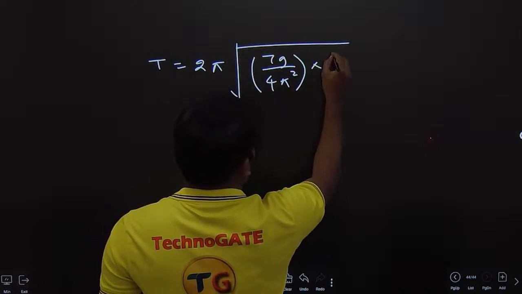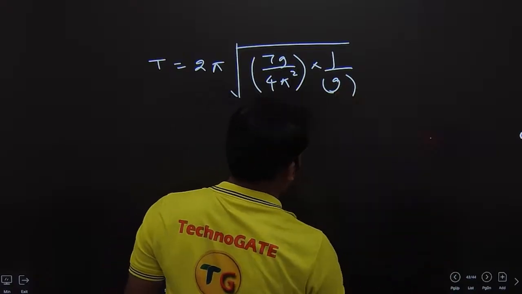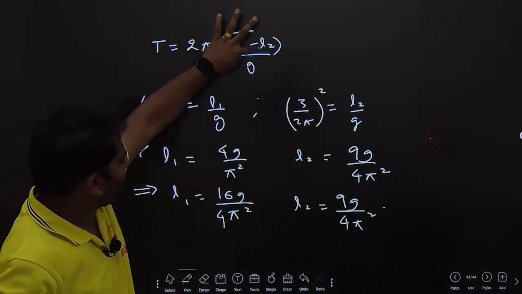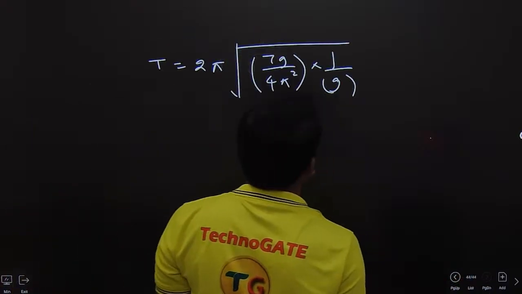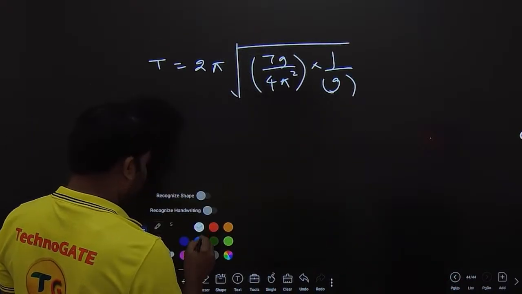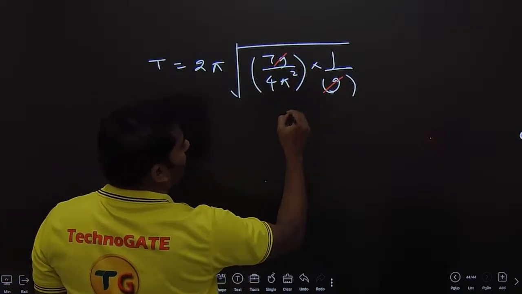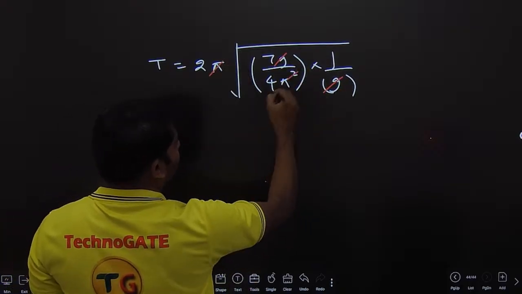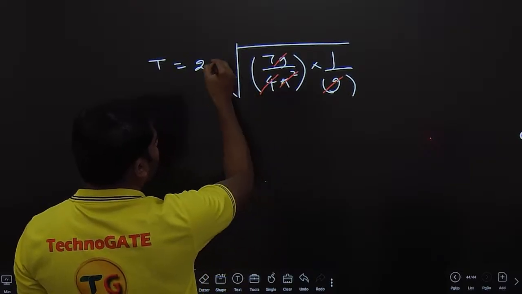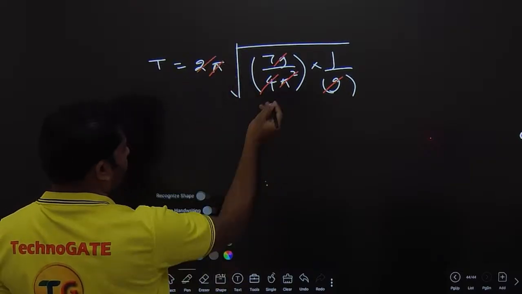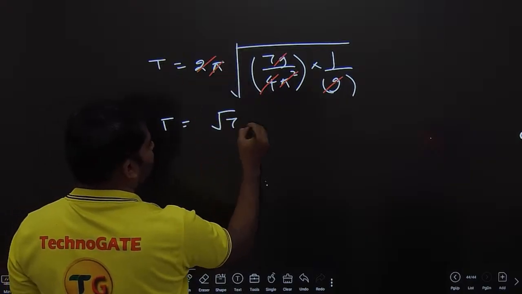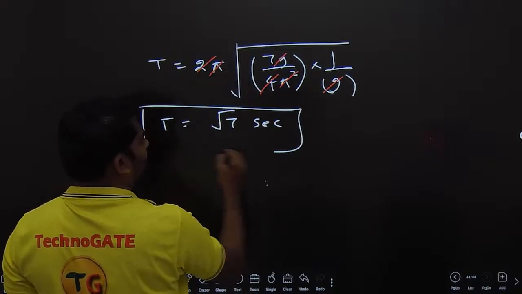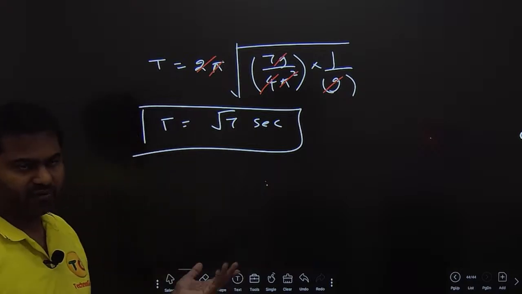This is L difference and I am substituting it, divided by G. If you simplify this, G is gone. The pi square outside, the pi goes away, and the 4 becomes 2, because square root of 4 is equal to 2. So we are getting the time period as root 7 seconds, and now it is matching.